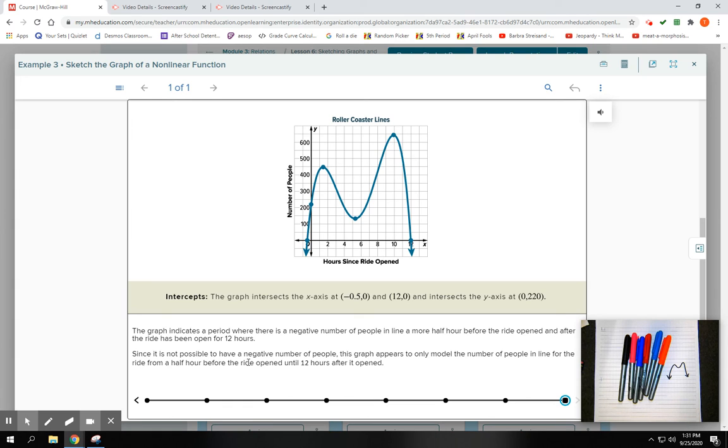Since it's not possible to have a negative number of people, the graph appears to only model the number of people in line for the ride from a half hour before the ride opened until 12 hours after it opened. Meaning, in the context of the problem, we actually wouldn't even use these two sections here and here because we're not going to have a negative number of people.